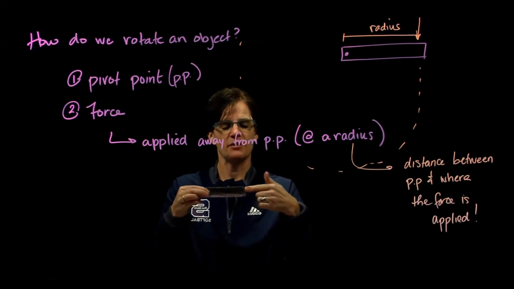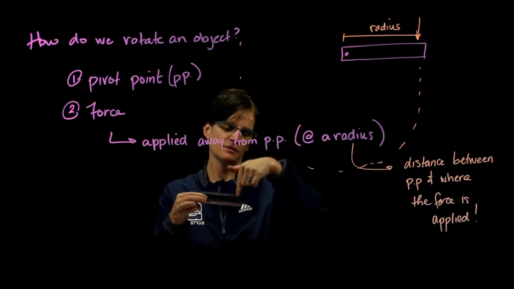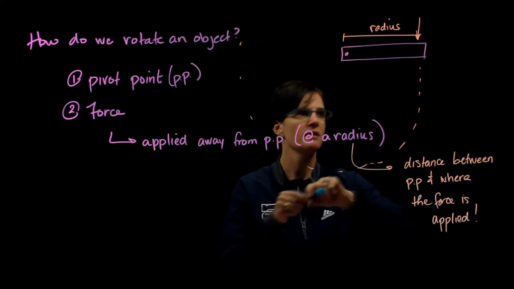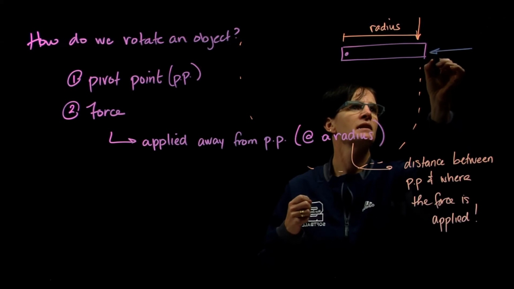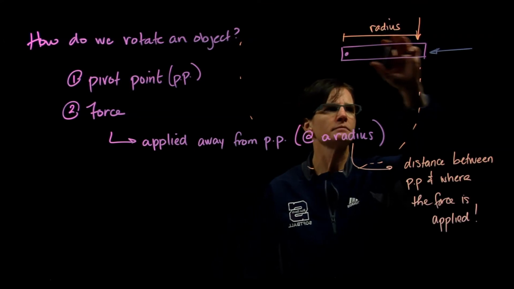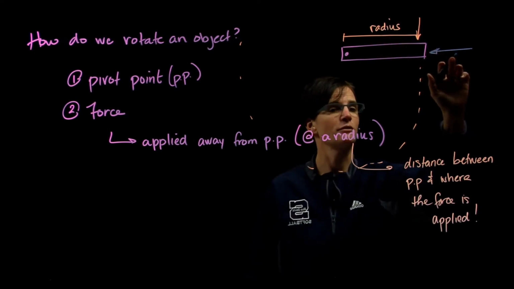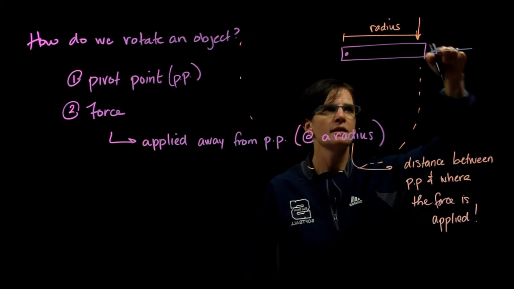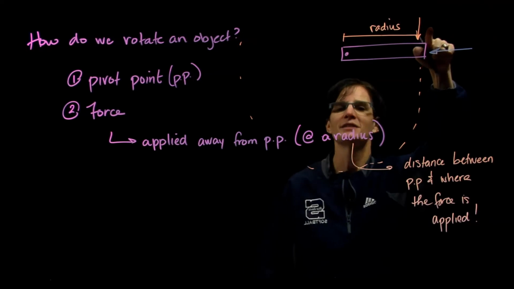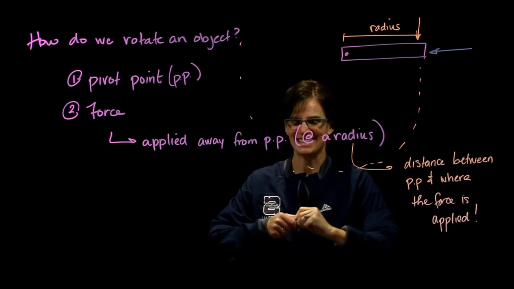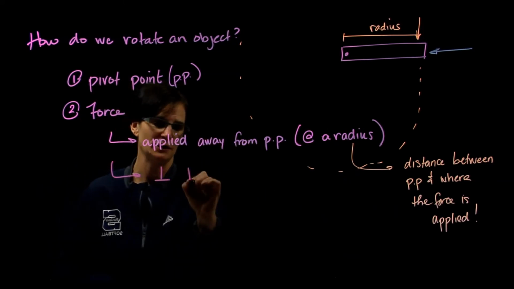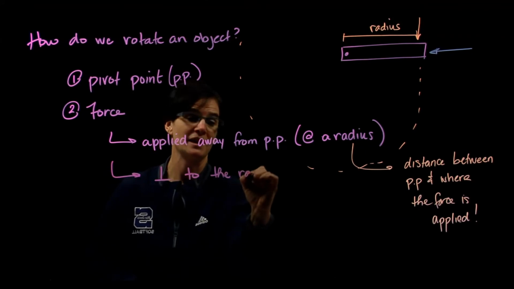What's different about this force that I'm applying and this force that I'm applying? Well, this force, if I draw it on my diagram, looks like that. The radius is parallel to that force. They're in the same line. Whereas in the case that did cause the rotation, the radius is perpendicular to the force. And that's our second key feature, that this force is perpendicular to the radius.